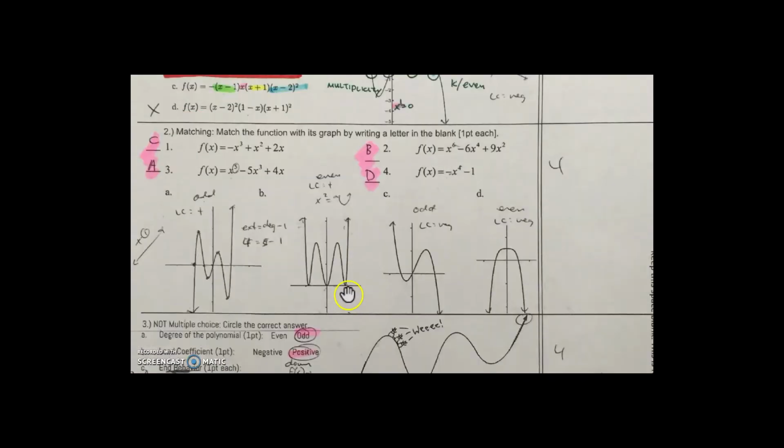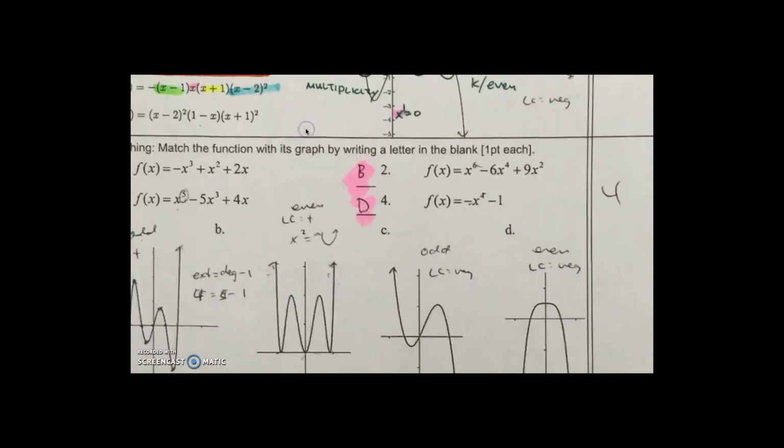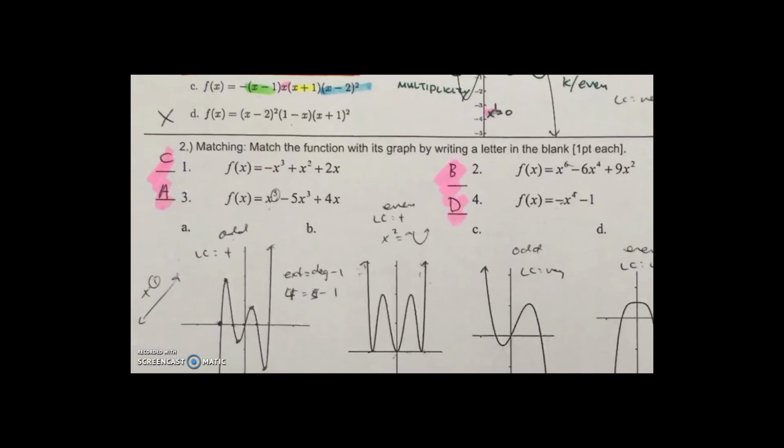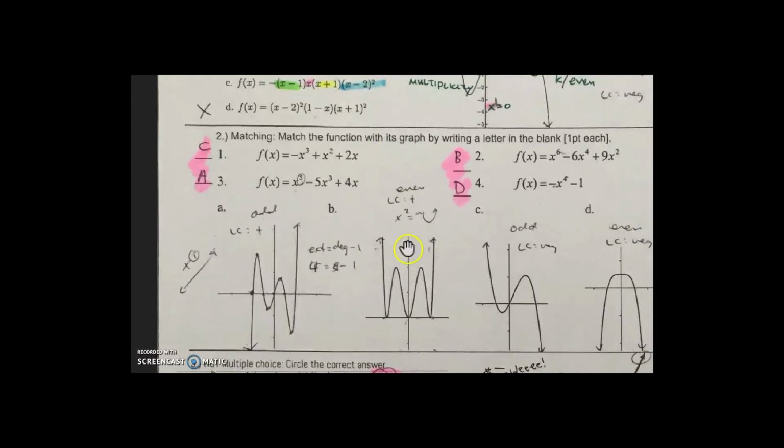Question number 2. See if I can zoom in a little bit. Alright, so this problem says match the function with its graph by writing a letter in the blank. So each of these, I look at my problem here, I realize I'm starting down, ending up, so that means it's odd. My leading coefficient is positive. I'm looking for ones that are odd. These are these two. This one's the only one that's positive.